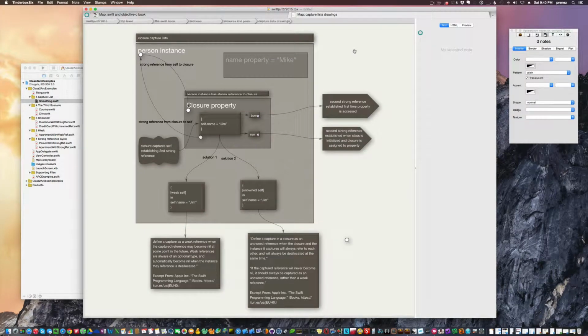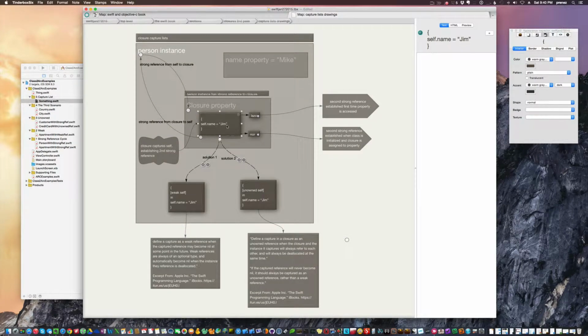Here we are. So I have a person instance here, and it has two properties. It has a name property that has a value of Mike, and has a closure property, and it has this closure in it. The closure sets the name property on the person instance to the string Jim. When it sets that property, it captures the self instance and makes a strong reference to it.